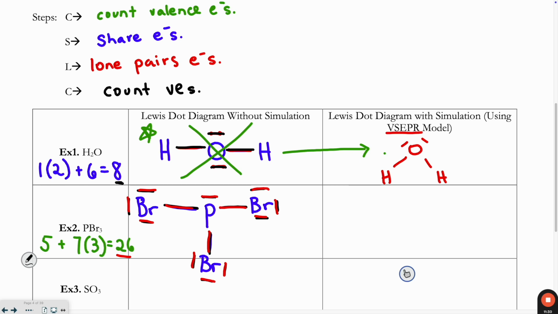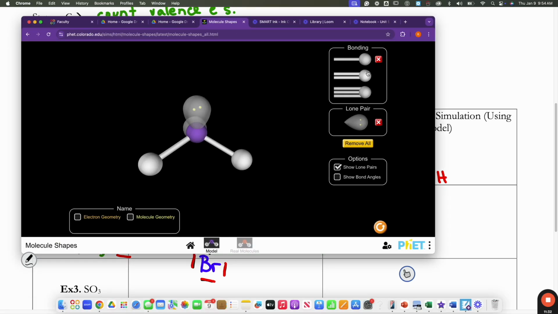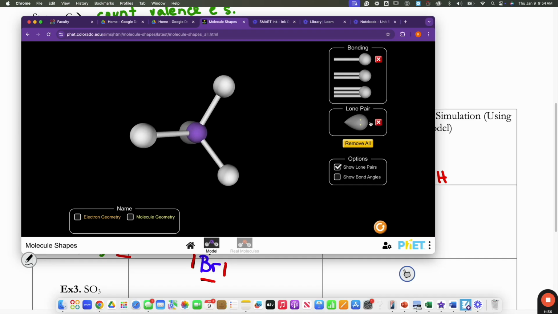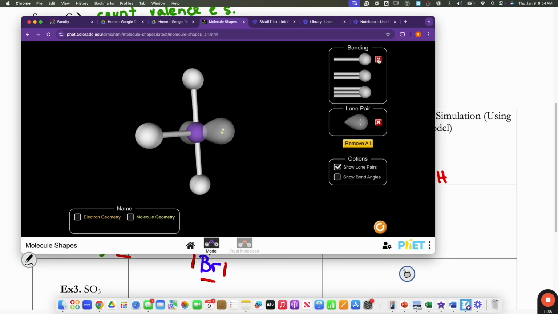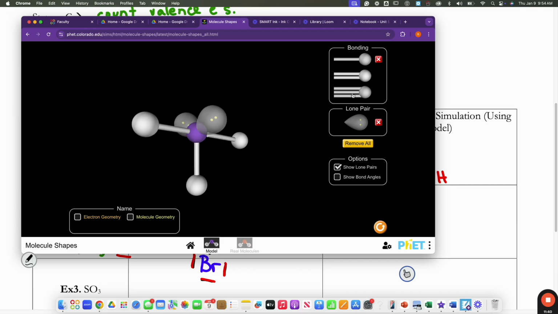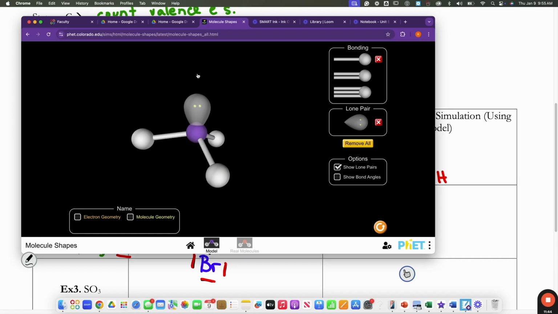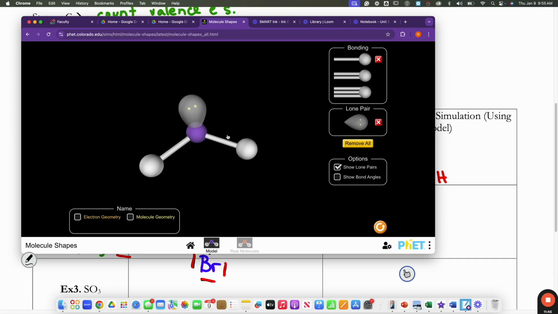For PBr3, we're going to see what that looks like. I've got 3 bonded atoms and 1 lone pair. Oops. So I got to get rid of 1 lone pair. There we go. So 1 lone pair and 3 bonded atoms. Now notice this is 3D. It looks kind of like a pyramid.